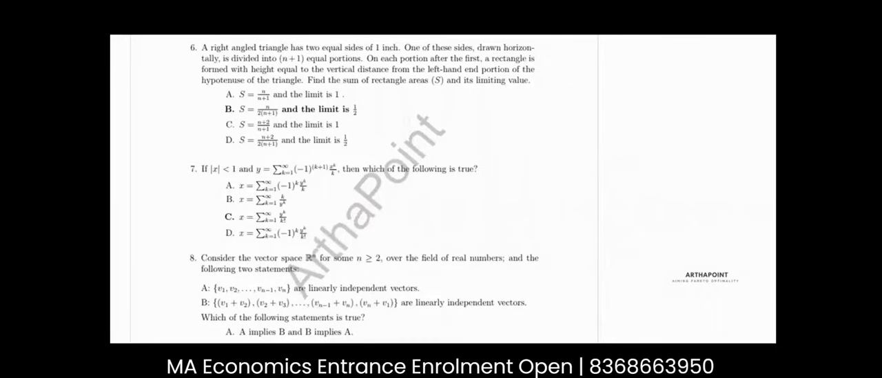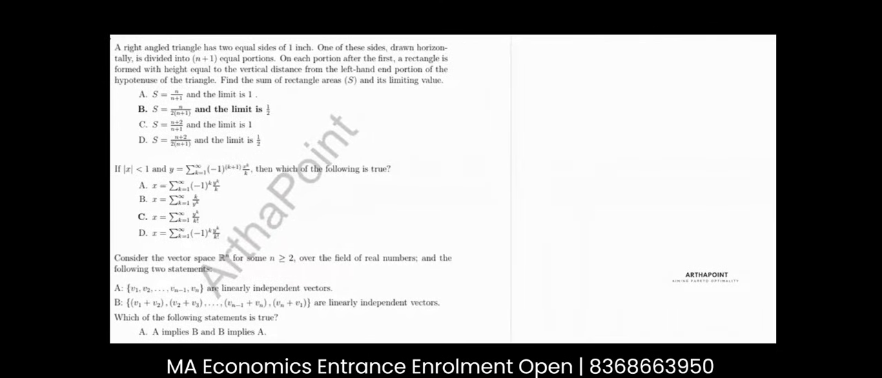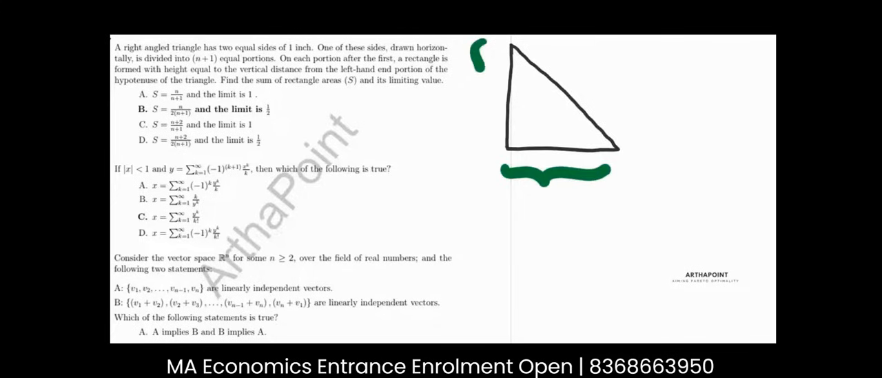Let's go ahead and consider question number 6. This is DSC 2021 question. Let's see what the question is saying. A right angled triangle has two equal sides. So it tells us that these two sides are equal. It's an isosceles triangle also.